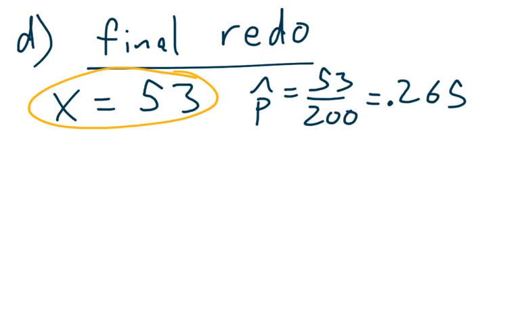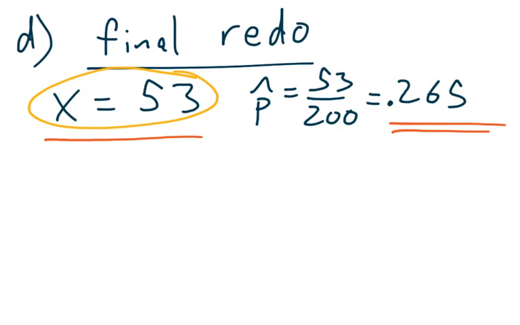Here, we need to kind of be aware of what we're doing. We need to analyze what we're looking at. So notice x is equal to 53. We compute p hat by doing 53 divided by 200, and we get 0.265, 26.5%. All right. So we're trying to substantiate the claim that the true proportion is greater than 25%, and we have a sample that is just barely greater than 25%.